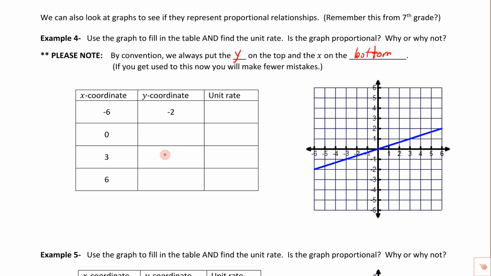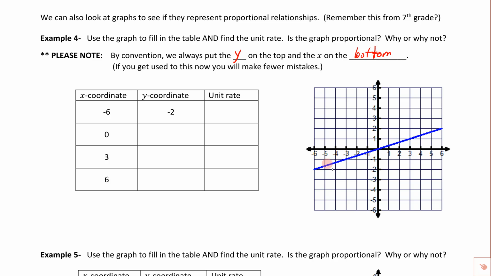Now, I do have one difference here that you may not have seen in 7th grade or when you did this before. You'll notice that this entire table is not filled out, and that's by design. When you get into older classes, they don't always give you everything on the table. What they expect you to do is, if you're given an x coordinate, can you figure out what the y coordinate is? Or if you're given a y coordinate, can you figure out what the x coordinate is?